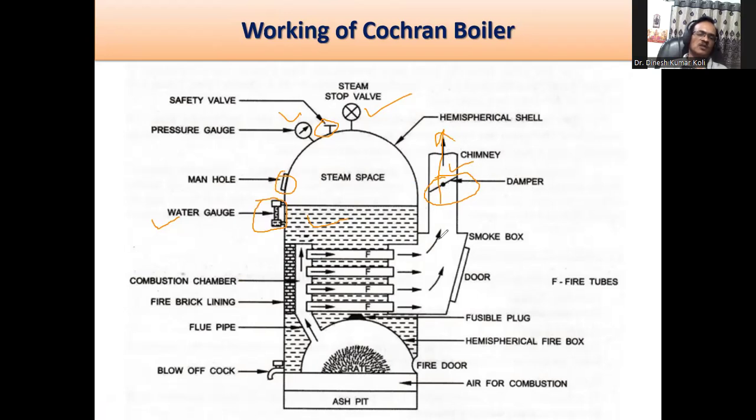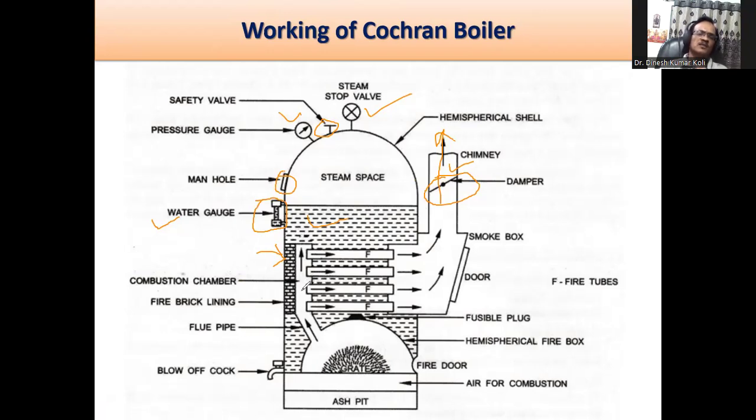By the operation of this door, we can control the amount of smoke passing through the chimney. This controls the amount of exhaust gases, and we also regulate the amount of air inside the boiler, so it controls the amount of steam produced. Here you can see there is a firebrick lining. It is provided so that the heat should not go outside, so it acts as an insulator.